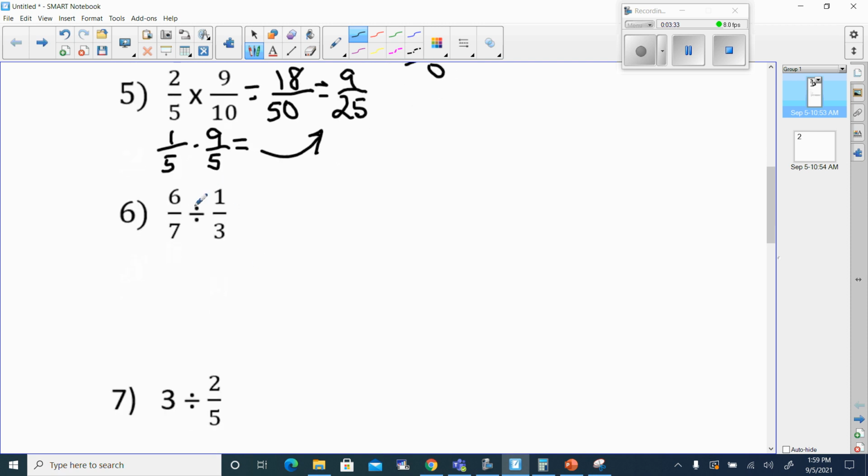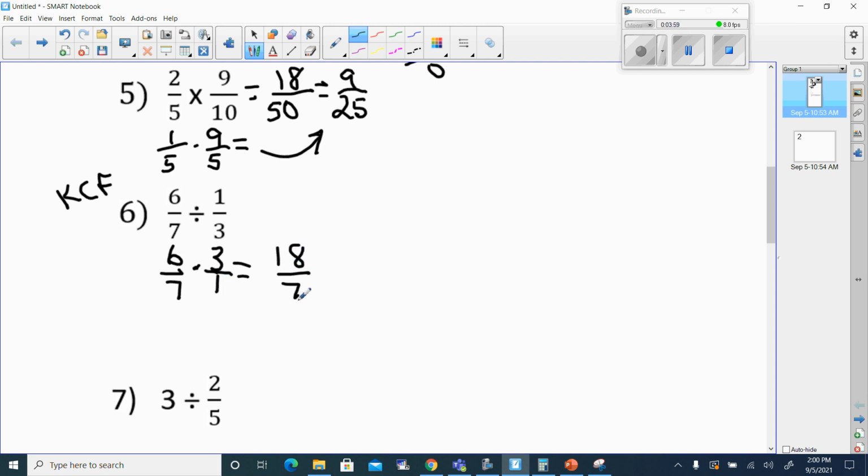Number 6, we're dividing fractions, which means we've got to remember to keep, change, flip. I like teaching KFC, but it's the same steps. We've got to keep the first one the same. That's going to be 6 over 7. We're changing from division to multiplication, and now we flip the second one to be 3 over 1. I know 6 times 3 is 18, and I know 1 times 7 is 7.